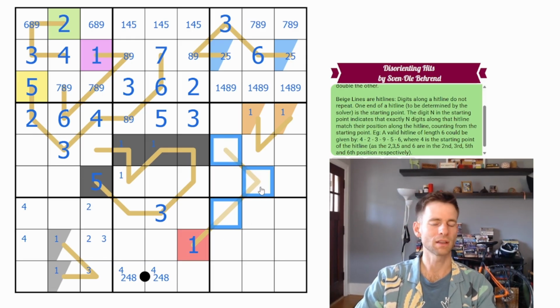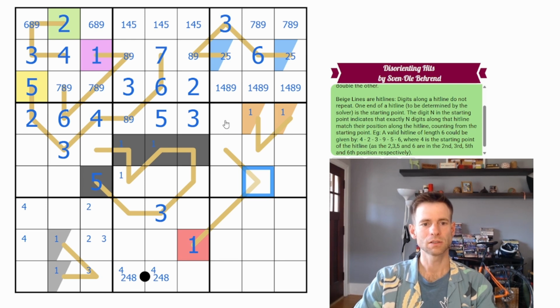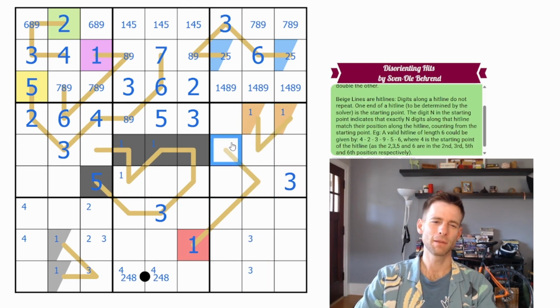This 1 doesn't do anything really, because it just means these cannot be correct. Well, oh, it does do something. This can't be a 3. So 3 in this box can't be there, there, there by Sudoku, and it can't be here. So this is a 3. There's a 3 down here. This can't be a 4.